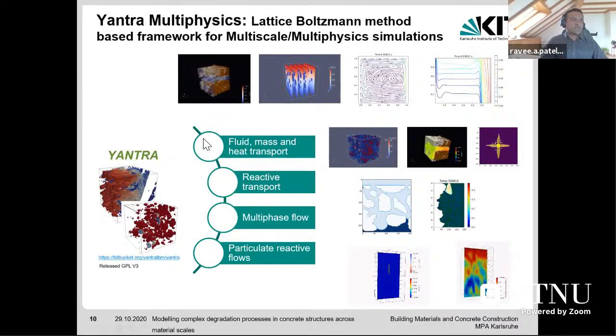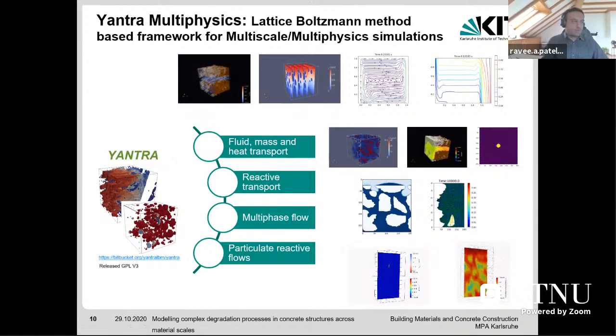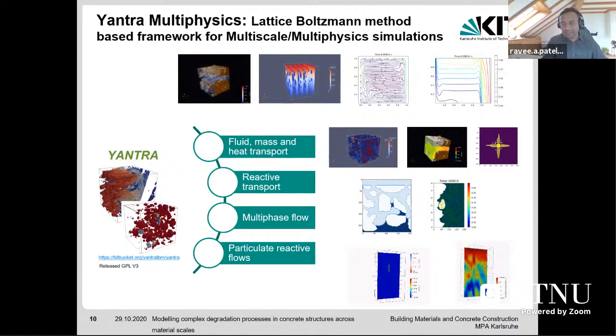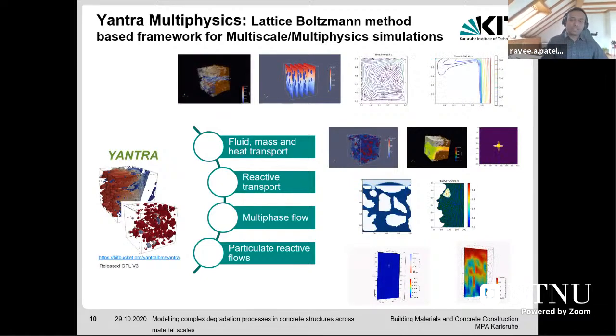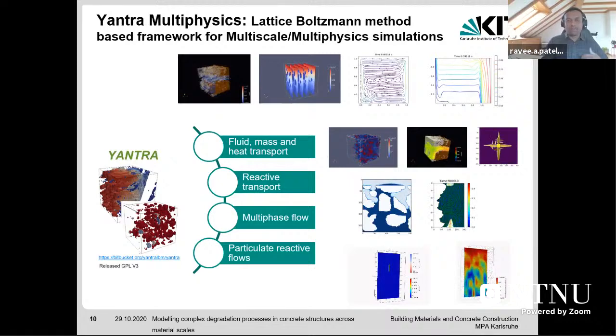This numerical tool at the moment can simulate fluid flow, mass, and heat transport. We also simulate reactive transport. For reactive transport, we have coupling with the thermodynamic solver Phreeqc, if you are aware of that. What it does is calculate geochemical equilibrium and kinetic reactions, and from these reactions we can apply source terms and evolution of geometry. Then we have an algorithm for multi-phase flows based on the lattice Boltzmann method, and more recently particulate reactive flow, where you have moving particles, reactions on the surface of particles, and fluid flow.